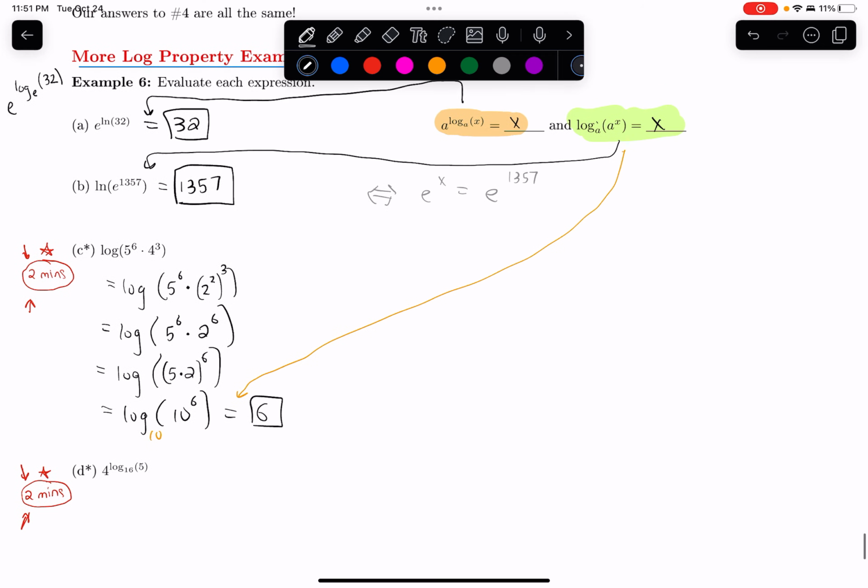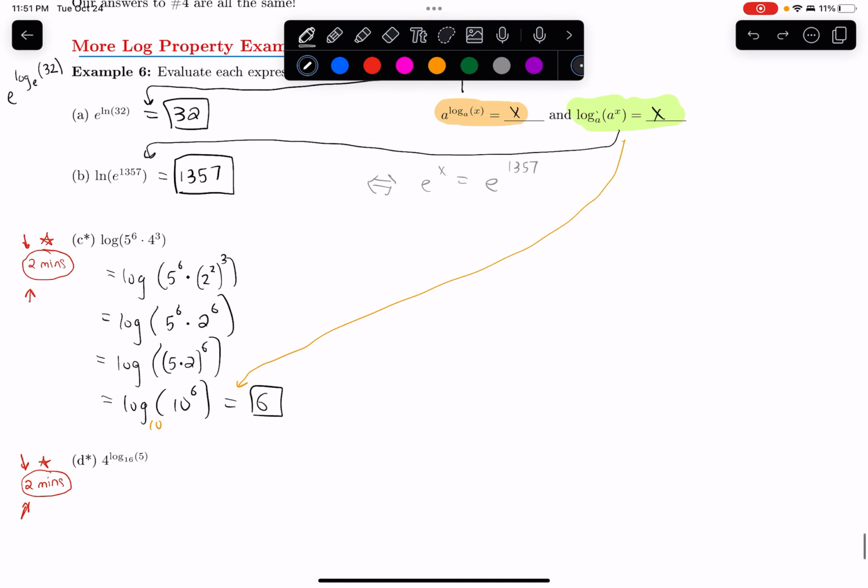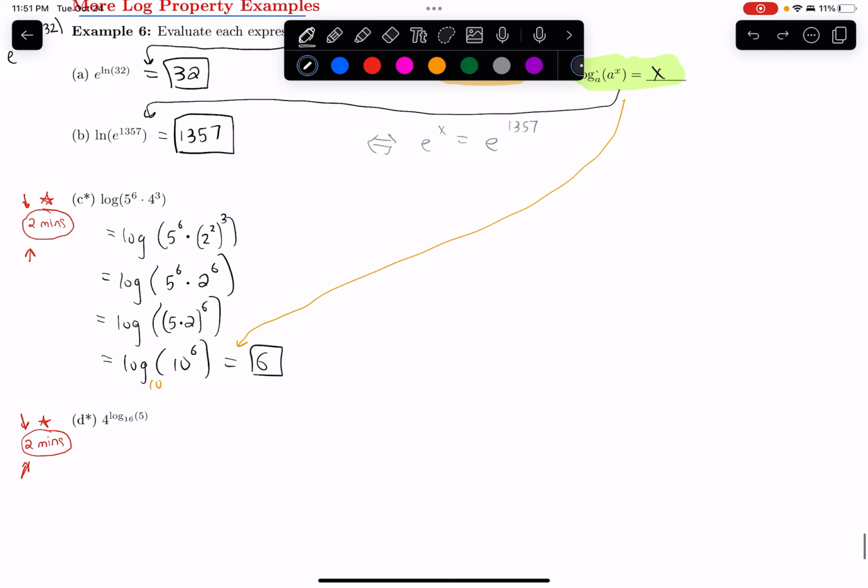All right, let's take a look at D here. So D looks a bit more like this first property, where I got the exponential part first, and then I got the log in the exponent. Unfortunately, I can't just use it right away because this is a 4 and the base of the log is a 16, and those are not the same. So I need them to somehow become the same. Okay, so how can I do that?